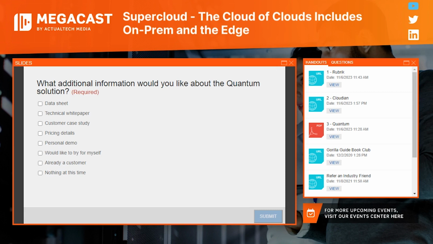So the tech brief from Quantum: ActiveScale Object Storage, you can easily store, manage, and extract value from exabytes of unstructured data. This is a really cool handout. It's a great way to follow up on everything we just heard from Timothy.